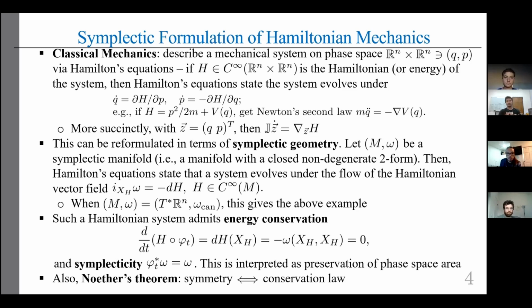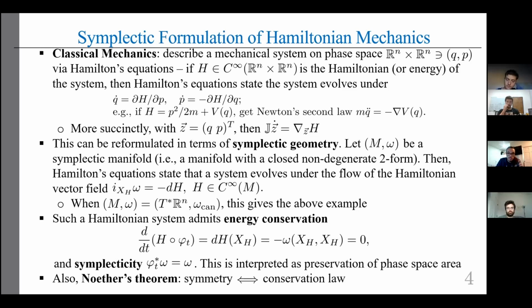We can write these two equations more succinctly if we concatenate these position and momenta variables. And so we can write it in the following form: J z dot is equal to the gradient of H with respect to z, where here J is a 2n by 2n skew symmetric matrix. Okay, so this is kind of the coordinate version of Hamilton's equations.